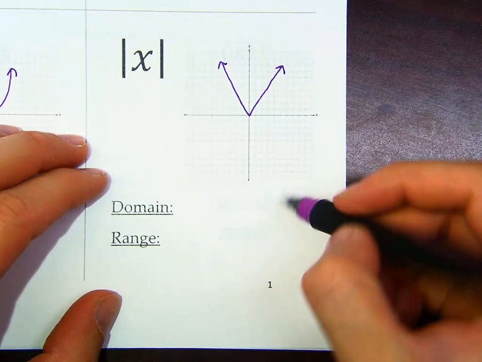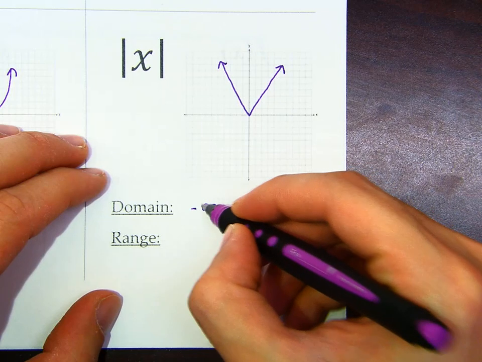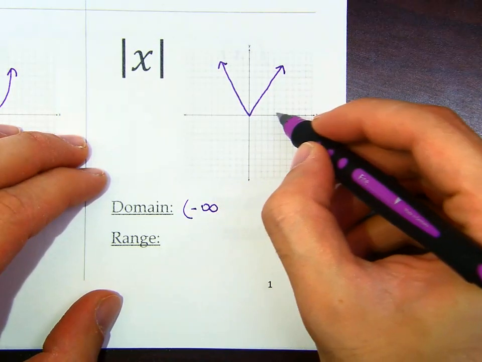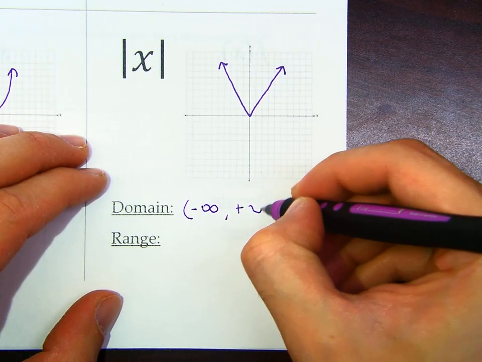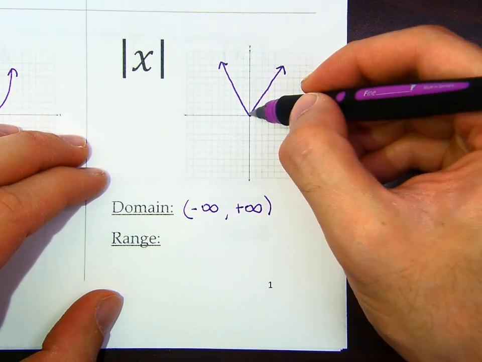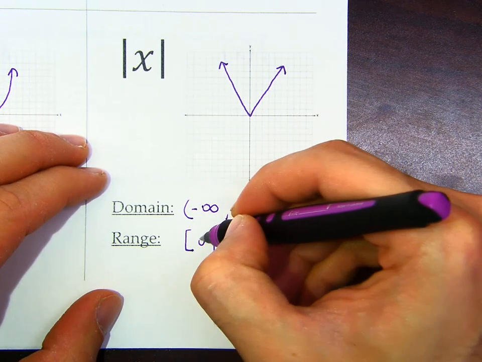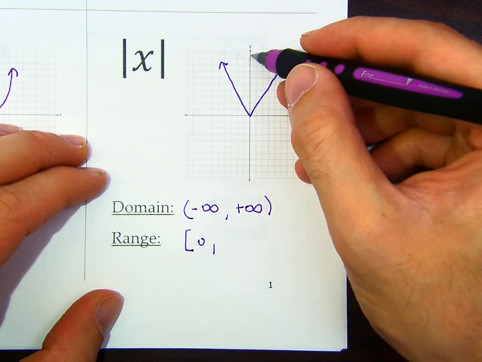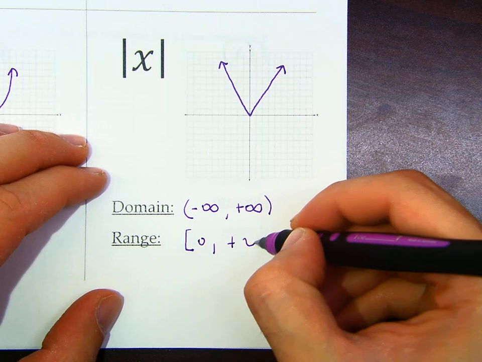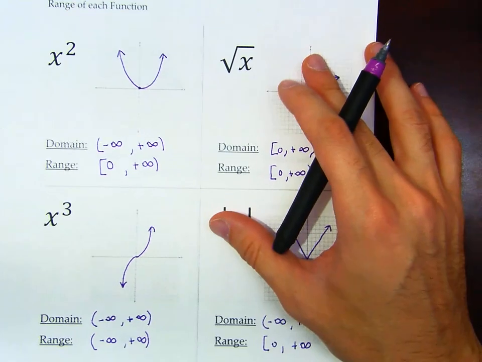Let's take a look at absolute value x. What is the domain of this function? How far left can you go? Negative infinity. How far right can you go? Positive infinity. What's the range? What's the lowest y value you have? It's 0. And the highest y value you have is positive infinity. Okay, great. So that's just kind of the warm-up for today's lesson.